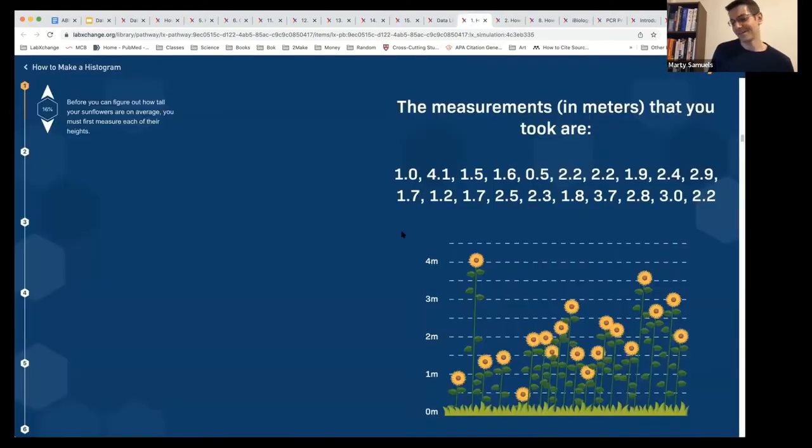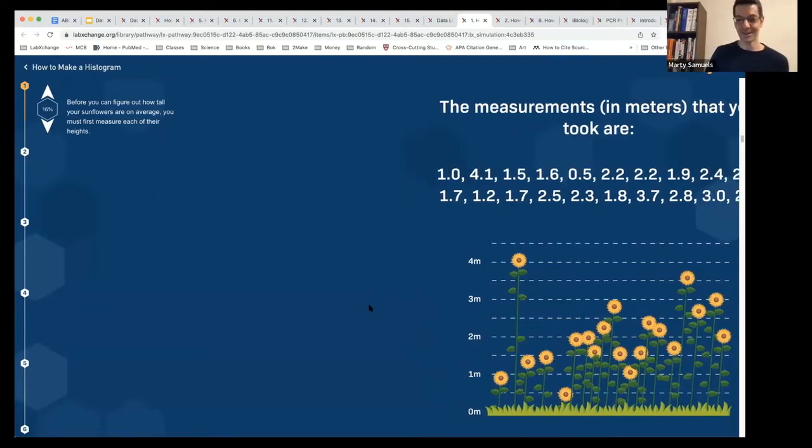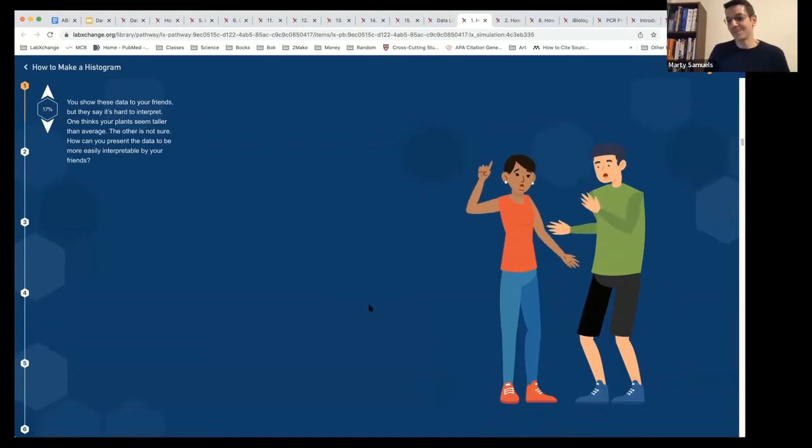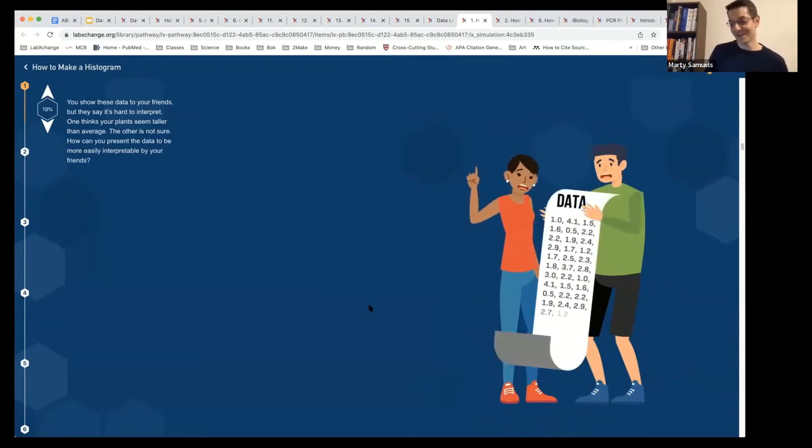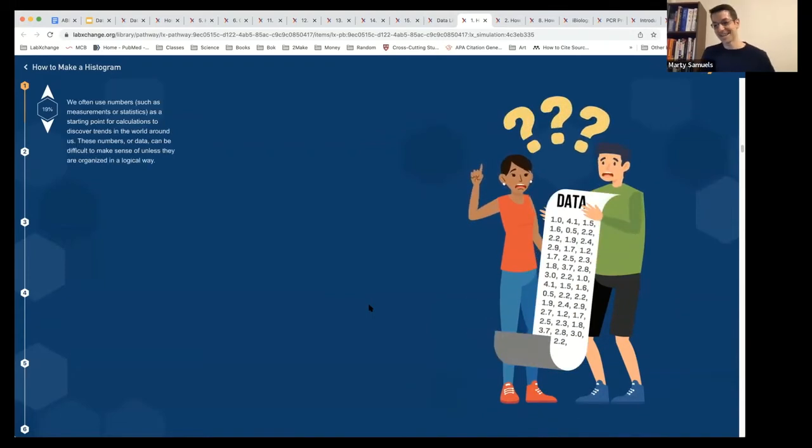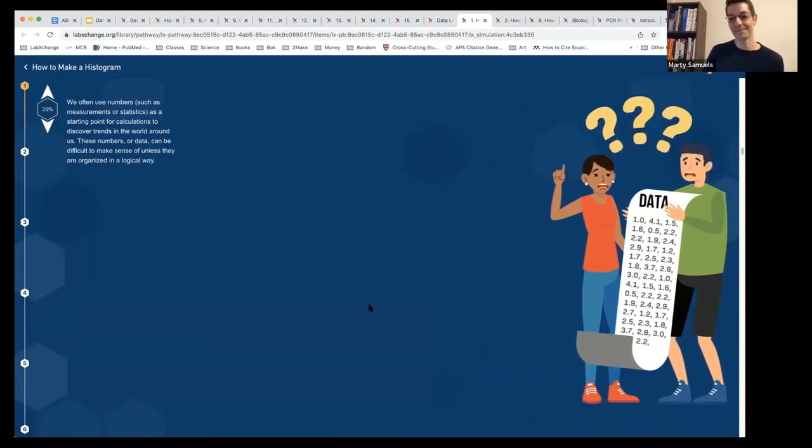But we also have some cute interactives that we designed about how to make one of these things, or why someone would want to make one. So here is a little animation that starts off with someone in their garden, and they have a bunch of sunflowers of different heights, and they don't know how to communicate this to someone else, right? They have all these different heights. They have no idea how to say how tall their plants are to someone else, right?